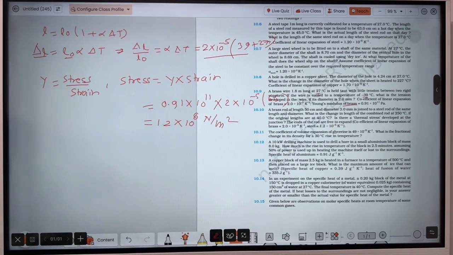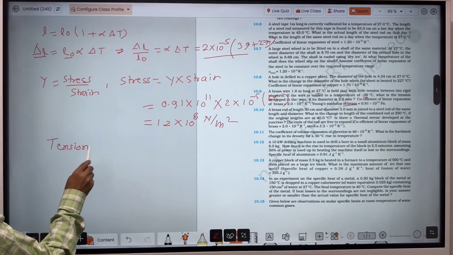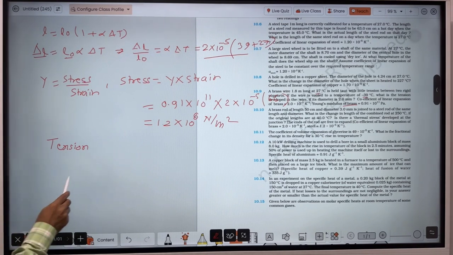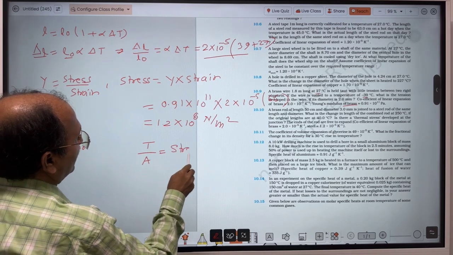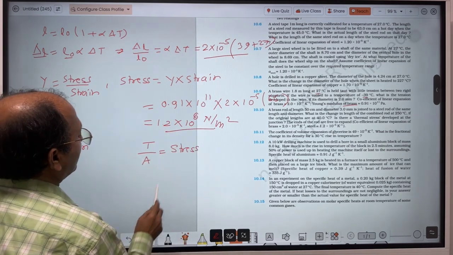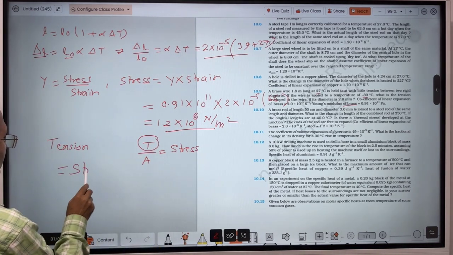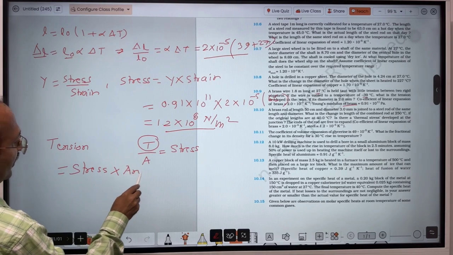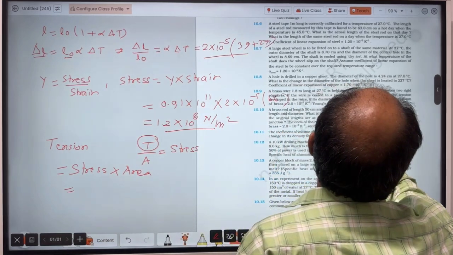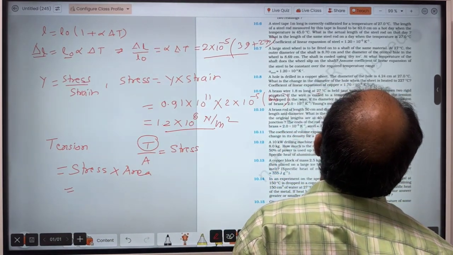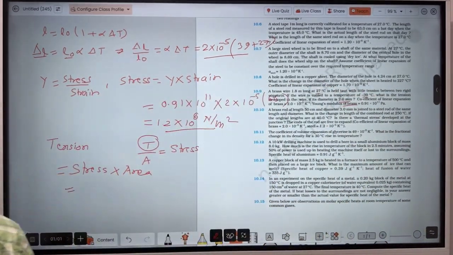So you have got the stress. Now the next point is we have to find out the tension. Stress is force per unit area, and in our question we have got the stress and we need the tension, so tension will be equal to stress multiplied by area. Is the area given in our question? The diameter of the wire is given as 2 millimeter. So we can find the cross-section area, which will be pi r square.